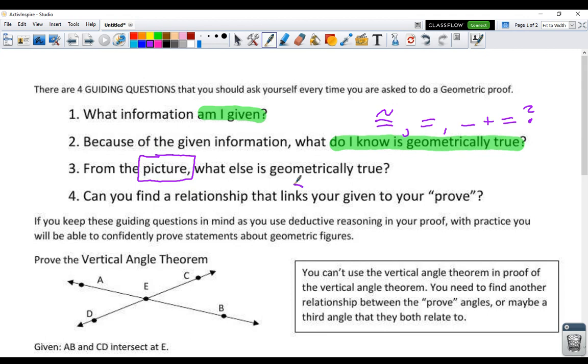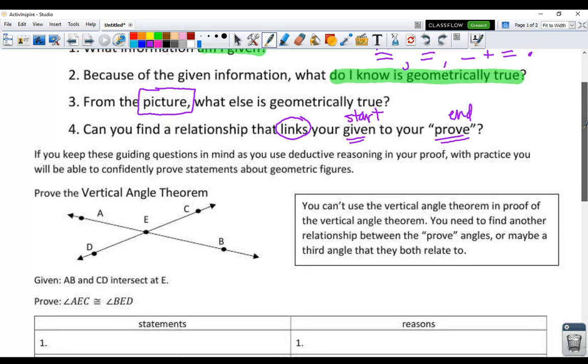And next, can you find a relationship that links your given to your proof, the thing that you're asked to prove in the end from where you start? The given is where you start and the proof is where you end. You have to be able to build that bridge that links the start with the end.